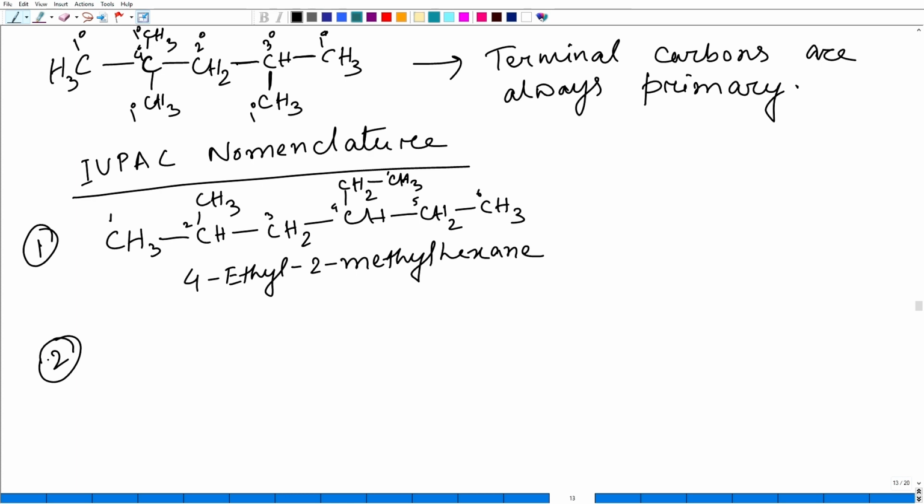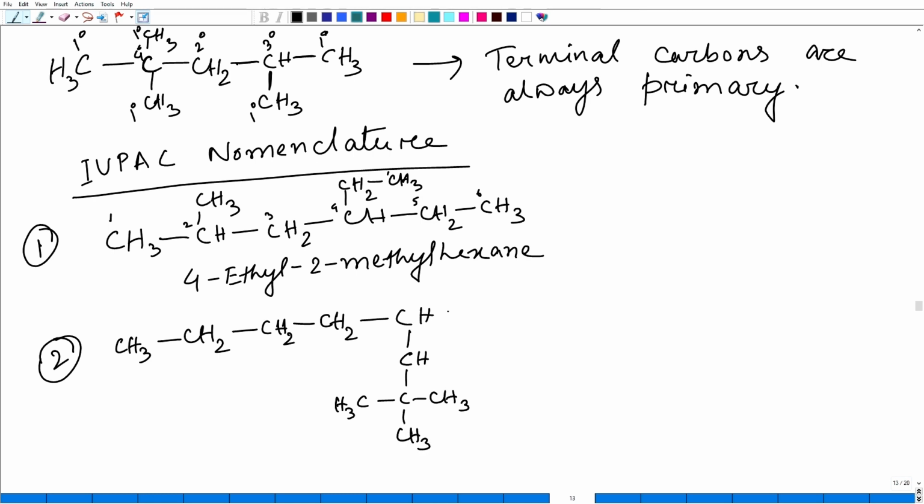So, let us see a second example. This is a big compound. Now let us start the nomenclature. 1, 2, 3, 4, 5, 6, 7, 8, 9. If we count from this side, 1, 2, 3, 4, 5, 6, 7, 8, 9. In both cases, the substitution is at the fifth position, so we can count from any side.